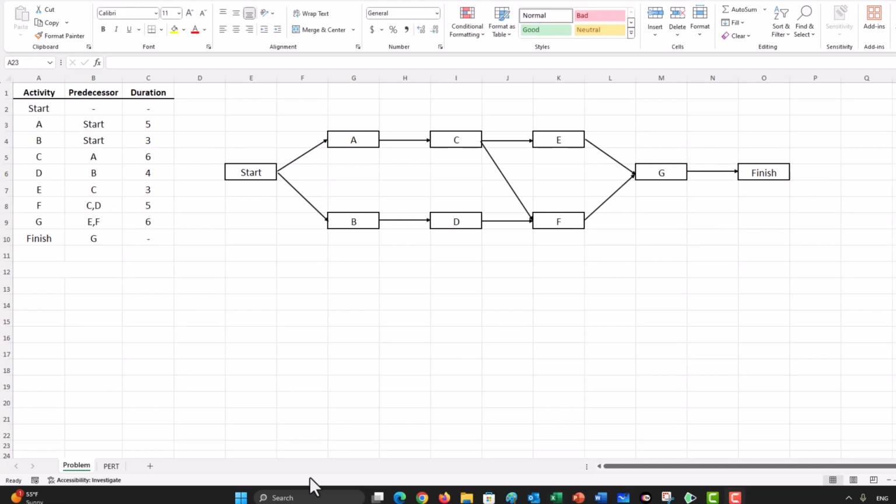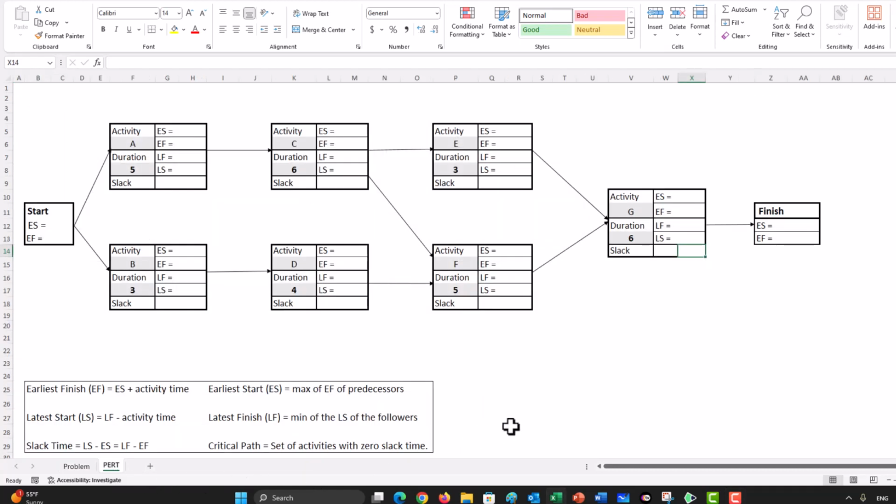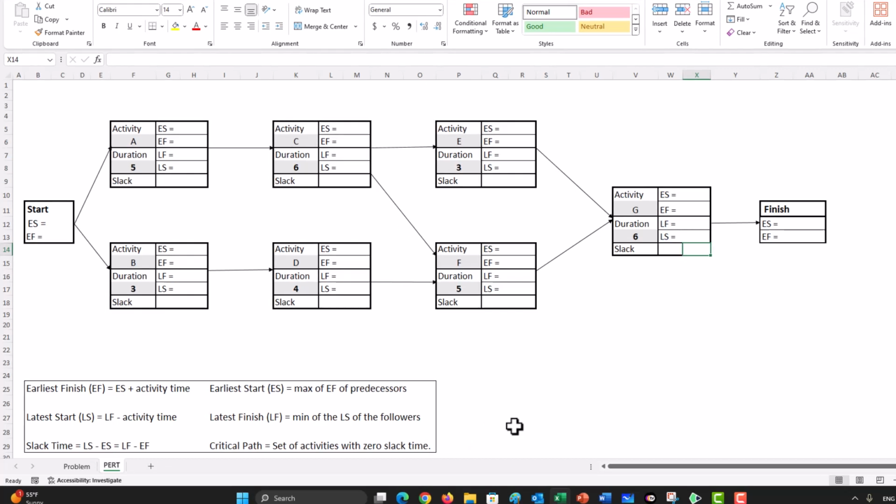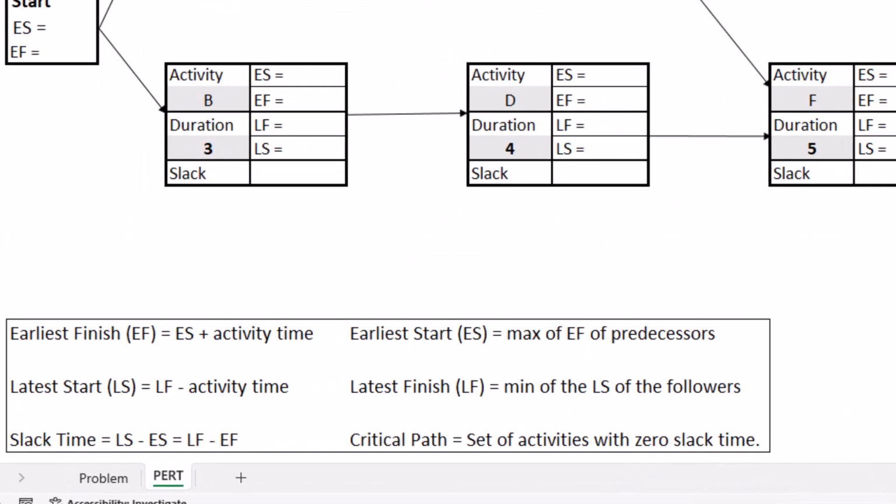We are now ready to solve the project management problem using the critical path method. I have prepared this worksheet to go through the solution process. But first, some definitions. The parameters are needed to solve the critical path method. First, earliest finish time, which is equal to the earliest start time plus the activity time. Then earliest start time, which is the maximum of earliest finish time of all of the predecessor activities.